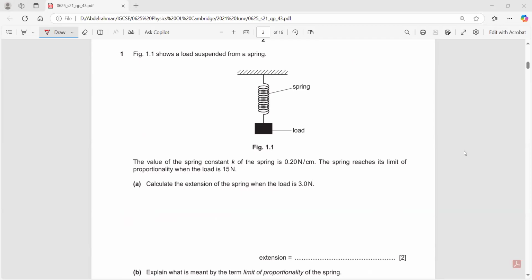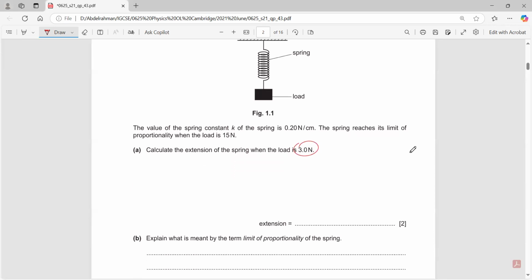Can I find the extension when the load is 3 newtons? Yes, we have the equation F equals kx. To find the extension, x equals F over k. The force is 3 newtons, so it's 3 over 0.2. That's all you need to do. 3 over 0.2 is 15 centimeters.